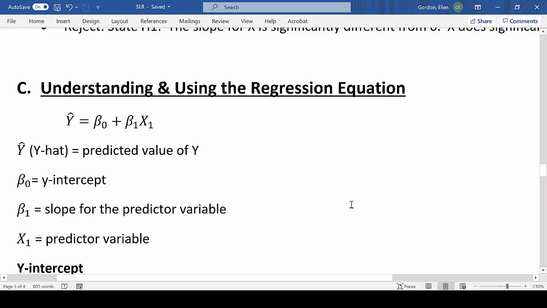Now we are going to write our regression equation. This is the generic regression equation. This right here is y hat, and that stands for the predicted value of y. This b sub 0 is the y-intercept. This b sub 1 is the slope for x, or the predictor variable, and then x1 is the predictor variable.